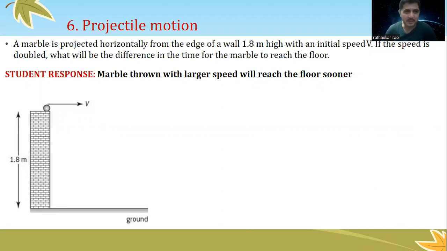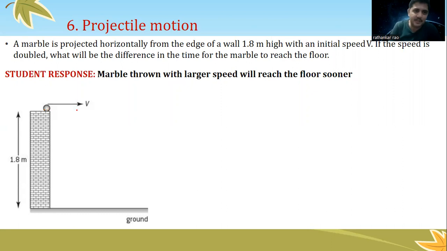Now let us look at this problem. The problem appears to be very simple. Again, blind intuition or guesswork is the reason for getting an error here. So you have a marble here and you are throwing it with a velocity. The height is given to you. Let us say its velocity is v.